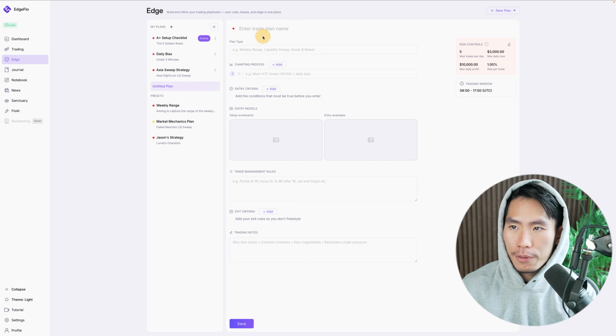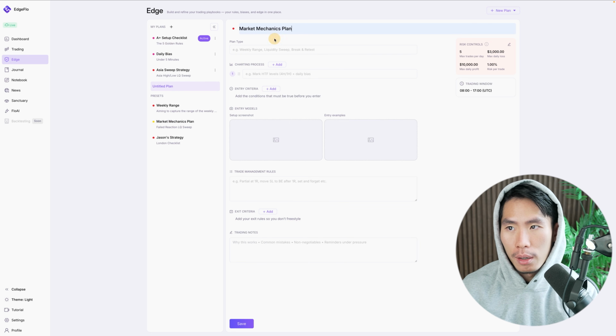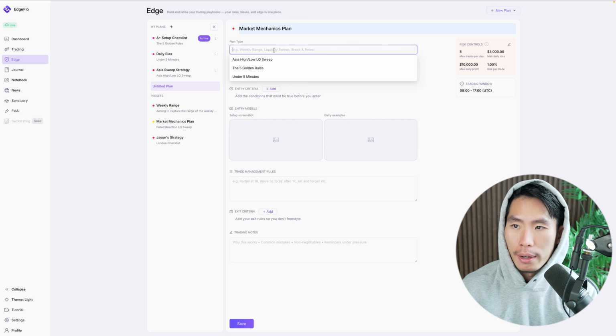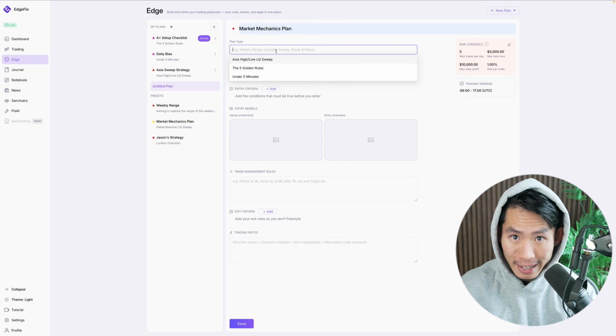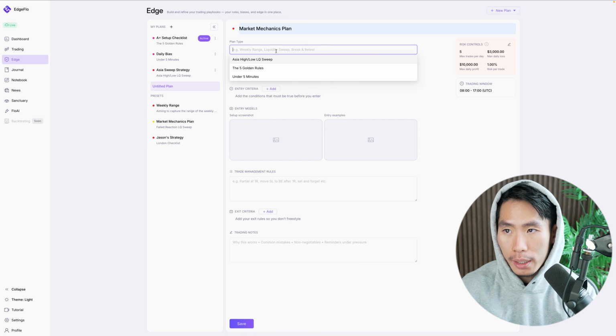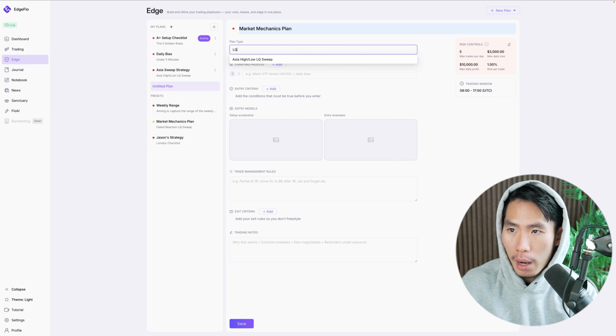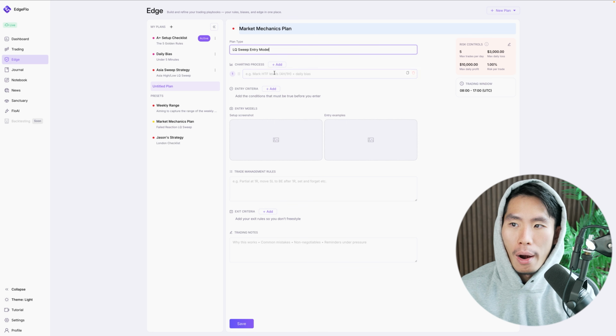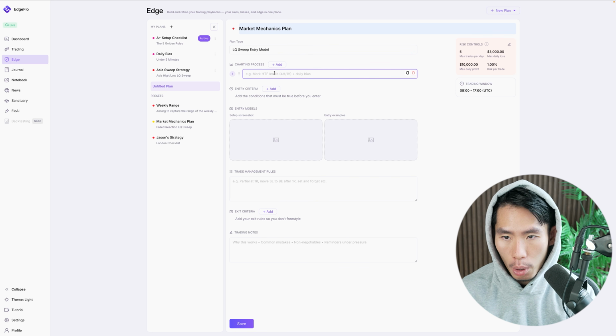Okay, so first things first, put a name right here. Let's call it market mechanics plan, right? This is where you can give a name to the setup in which you are trading within this plan itself, right? So maybe I like to call it the liquidity sweep entry model. All right, and then this is where you want to add your charting process.